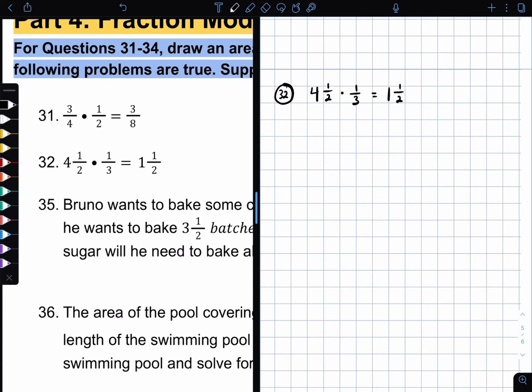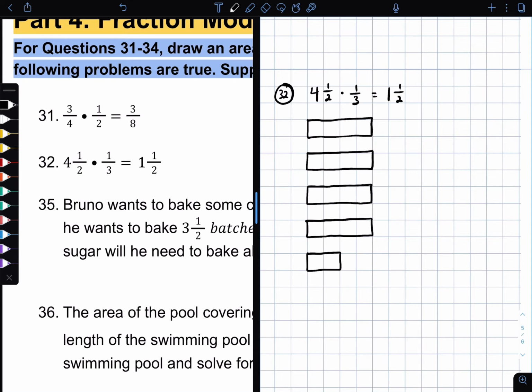Let's see how that works. Well, let's try to show visually what 4½ looks like. So you have to draw some sort of area model here. Maybe we show that this is going to be one block or one whole, and we say that this is going to be another whole. We say that this is another whole, so that's 3 so far, and then here's 4, and then we have a half. Okay, so the question is, we have 4½ of these bars here, and we have to have 1/3 of it, so we have to somehow break it into 3 pieces.